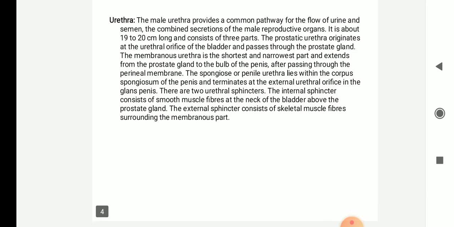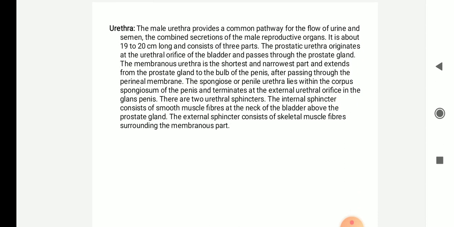Next is the urethra. The male urethra provides a common pathway for the flow of urine and semen, the combined secretions of the male reproductive organs. It is about 19 to 20 centimeters long and consists of 3 parts. The prostatic urethra originates at the urethral orifice of the bladder and passes through the prostate gland. The membranous urethra is the shortest and narrowest part and extends from the prostate gland to the bulb of the penis after passing through the perineal membrane.